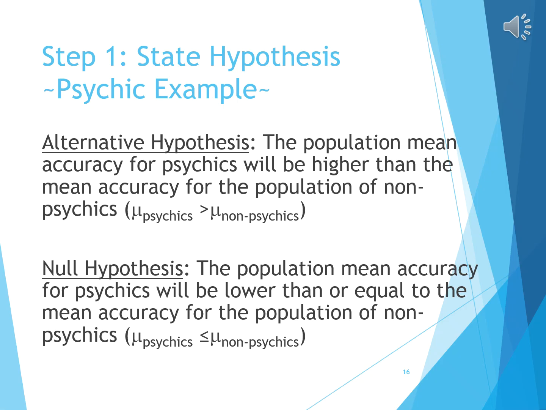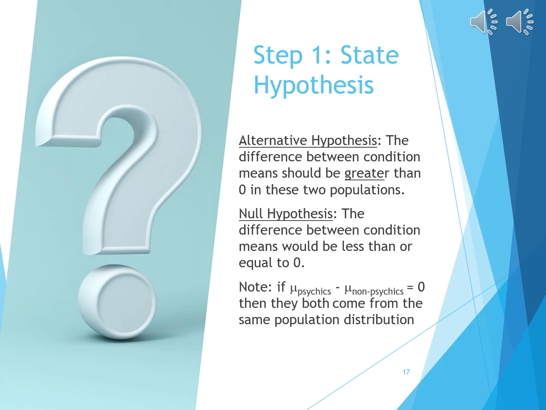The null hypothesis is, in contrast, the population mean accuracy for psychics will be lower than or equal to the mean accuracy for the population of non-psychics. Another way we can state this is in terms of the alternative hypothesis, the difference between condition means or sample means should be greater than 0 in these two populations.